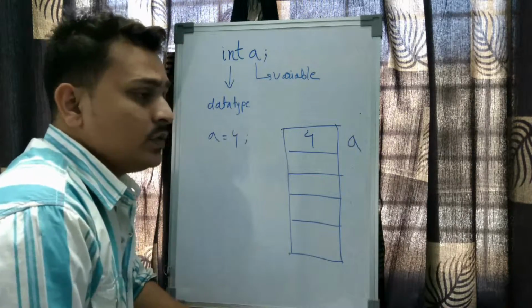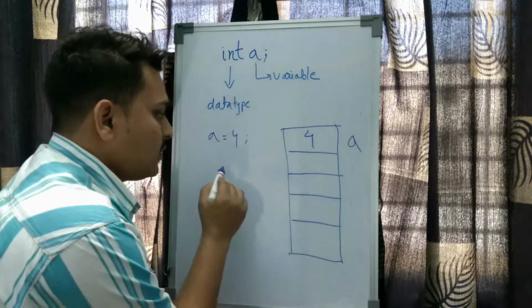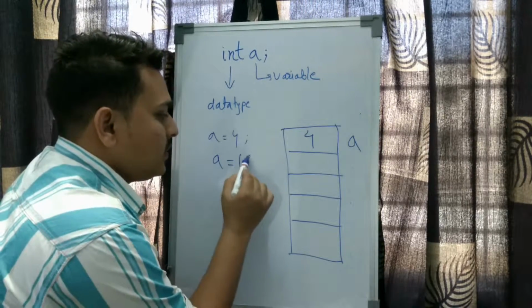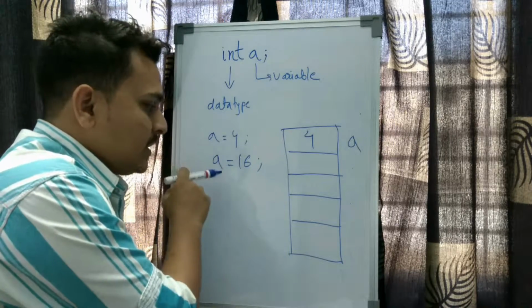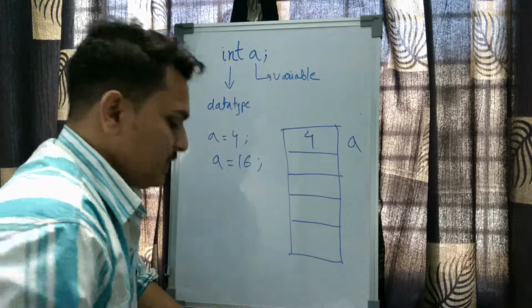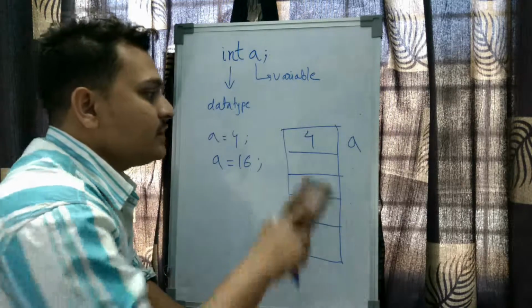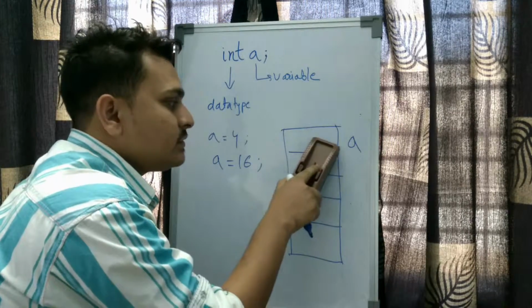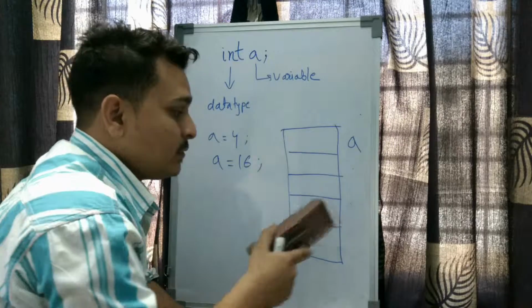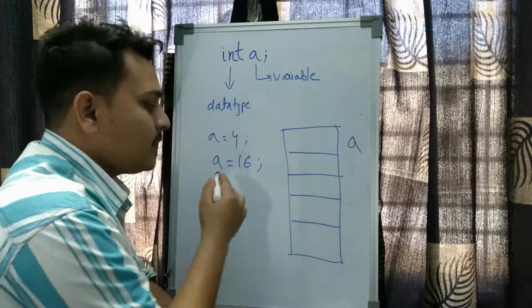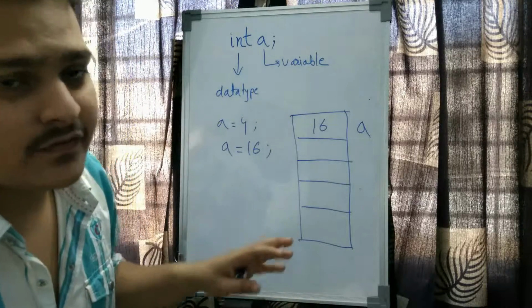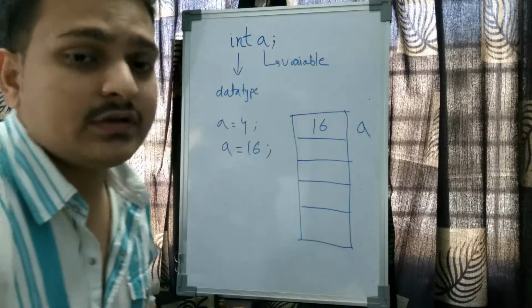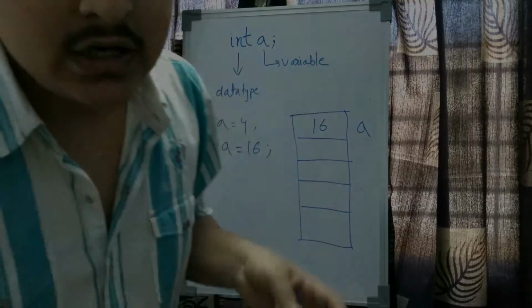And suppose I want to write another number, so it does overwriting also. If after a equals 4, I put a equals 16, at that time it will just overwrite this. As we know, it executes line by line, so it will put 4 first and then it will put 16, and it will forget about the 4. It will discard the 4 and simply put the 16. So this is how the variable works.